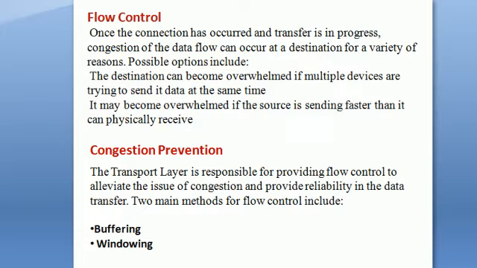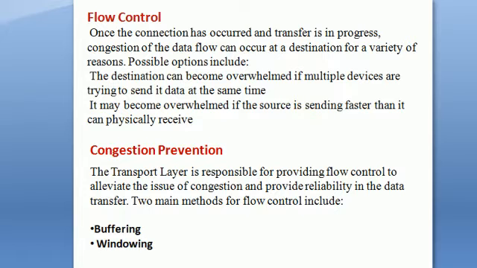Flow control. Once the connection has occurred and transfer is in progress, congestion of the data flow can occur at a destination for a variety of reasons. Possible options include the destination can become overwhelmed if multiple devices are trying to send data at the same time. It may become overwhelmed if the source is sending faster than it can physically receive.